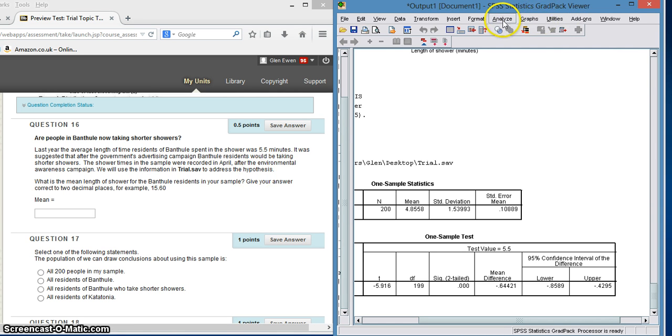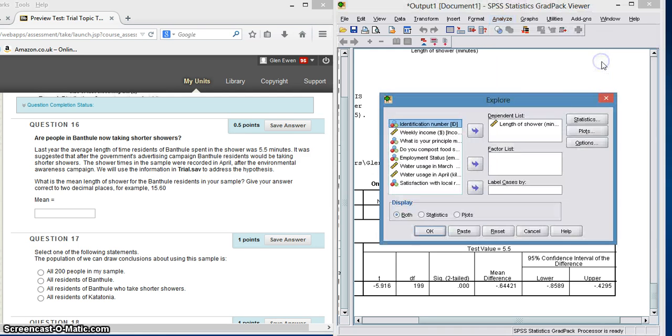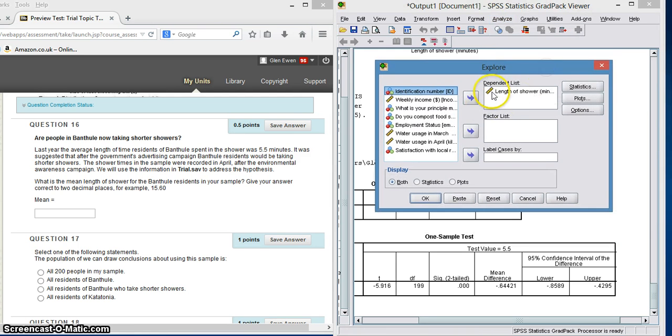So let's have a look. We've got the mean, so that gives us an idea. We're looking at Explore because it's a metric variable, and we're looking at length of shower. What is the mean length of shower? Well, it's going to get that out. It's going to give us the statistics down here.